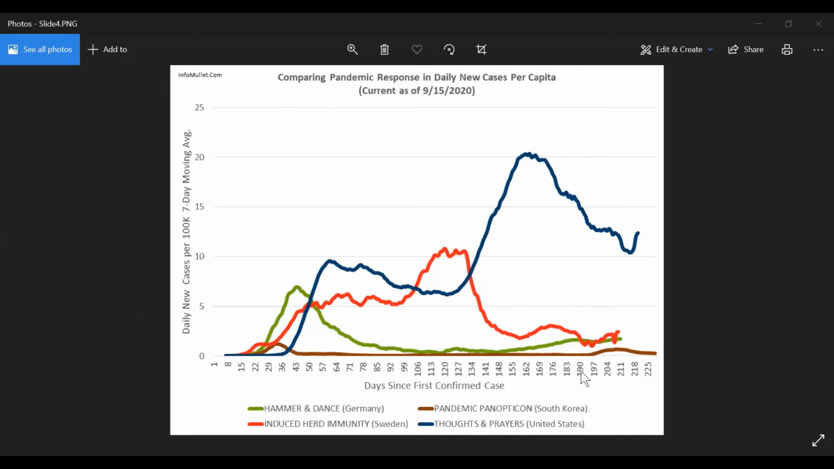On the bottom is the days since the first confirmed case. This is how we do it at the InfoMullet, so we can track the path of the pandemic in different countries as it broke out. But because the pandemic broke out at different times, not all the lines at the end are going to align.